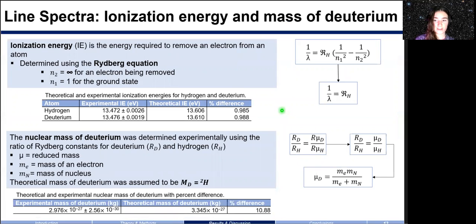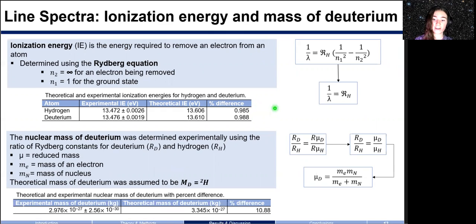So the Rydberg constants were then used to calculate the ionization energy and nuclear mass of deuterium. And a simplified form of the Rydberg equation was used to calculate ionization energy after plugging in these values for N. And the theoretical calculations were performed in the same way, using the literature values of the Rydberg constant for hydrogen and deuterium. And there was actually very little difference between the experimental and theoretical values, but there was a slight difference between the hydrogen and deuterium ionization energy.